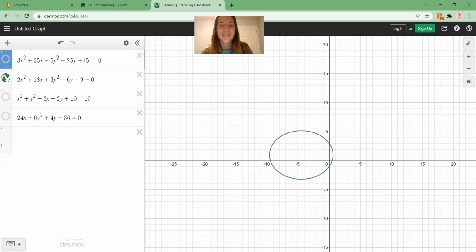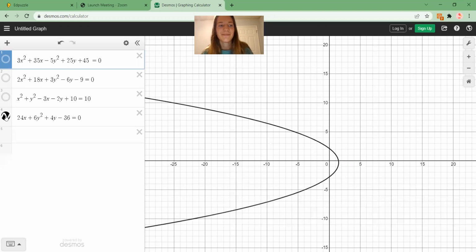Is it a circle or an ellipse? It's an ellipse. Notice that it is more of an oval shape. It does not have the same radius all the way around. So this is an ellipse, not a circle. And we'll look at the third one. This is a circle. And the last one, is it a hyperbola? Nope, this is a parabola. And you might be thinking that's a sideways parabola, but it is a parabola opening to the left.